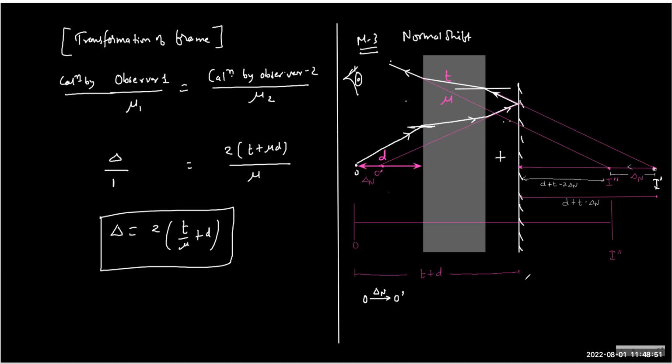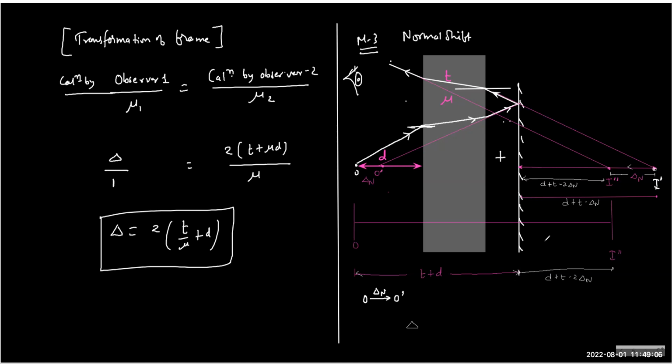Hello. So this entire length is how much? This is t plus d minus 2 delta n. But I didn't understand the 2 delta n. This is t plus d. This part you understand? The first part.